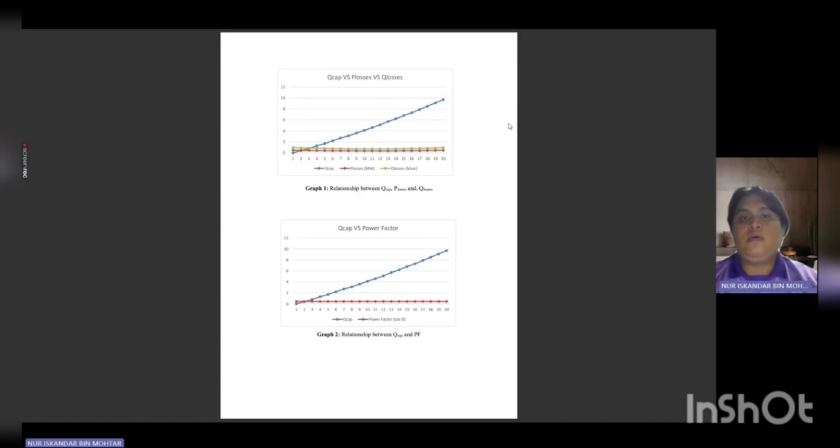This is the graph that we have from the data converted into a graph. You can see here that the value of the reactive power increases only, while the power losses and the Q losses were relatively the same. And the same with the power factor and the Q cap.